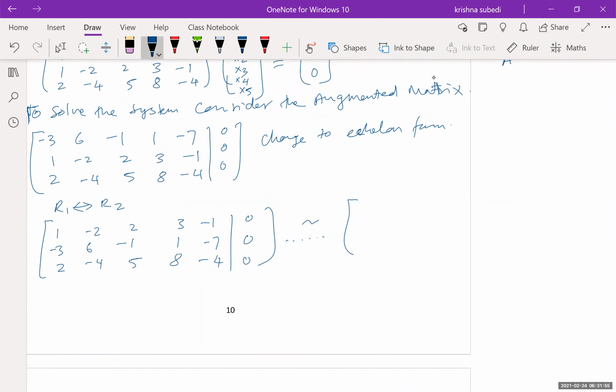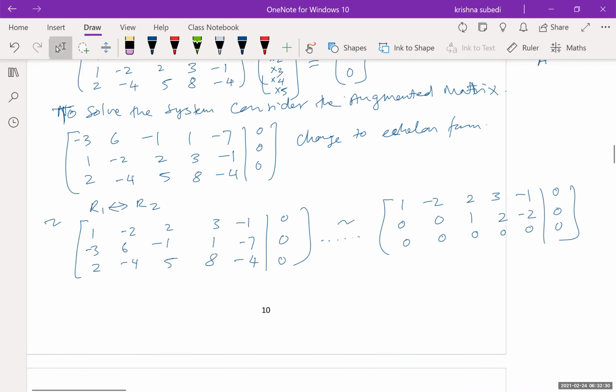My calculator tells me that the echelon form is -1, -2, 2, 3, -1, and then 0, 0, 1, 2, -2, and then all of the rest are 0. That's what I got. Again, echelon form is not unique. You may have different numbers there, but that's okay. Not a big deal. I trust that you are able to do it. Now find the general solutions, okay?